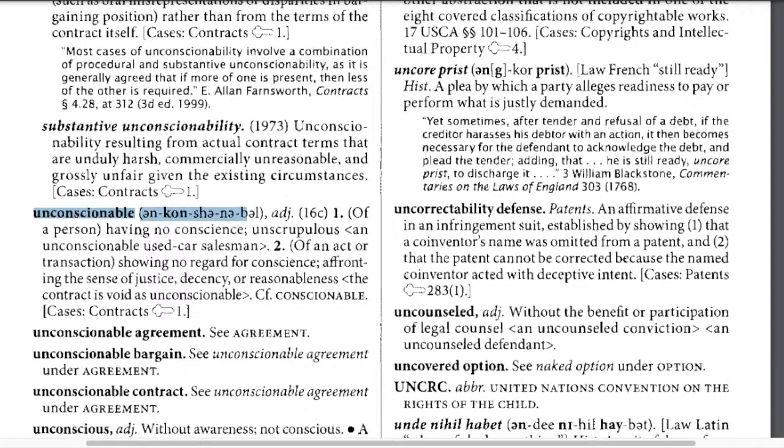Unconscionable. 16th century. Of a person having no conscience, unscrupulous, an unconscionable used car salesman. Of an act or transaction showing no regard for conscience, affronting the sense of justice, decency, or reasonableness. The contract is void as unconscionable.